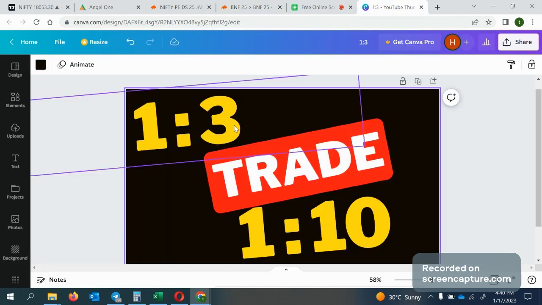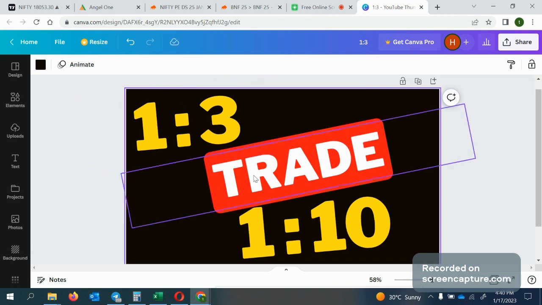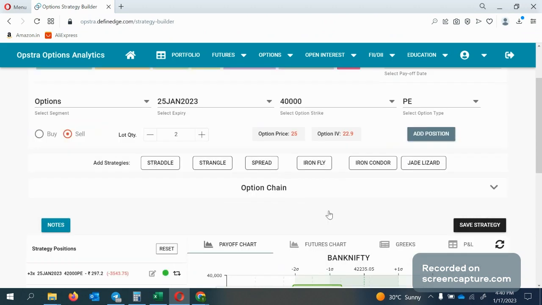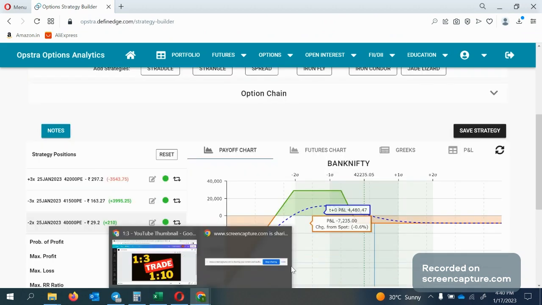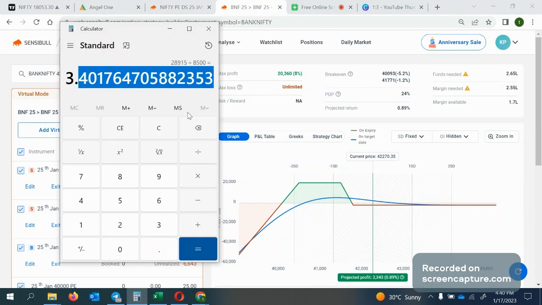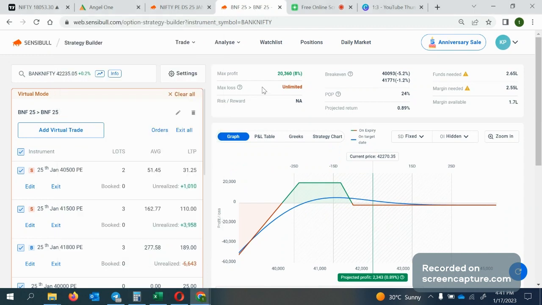Initially my trade was 1:3. With 1 or 2 adjustments I was able to make it 1:10. Let me show you how it is 1:10. Let me take you to my Sensibull. All right, so you have a 2,000 loss and your profit is 20,000. So 20,000 divided by 2,000 is 1:10. So from 1:3, we have made it 1:10.